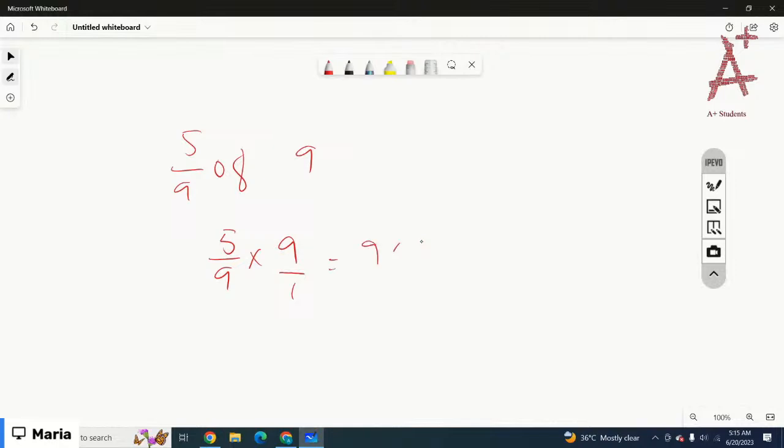So you have to do numerator times numerator and denominator times denominator. You can cancel out 9. You are left with 5 times 1 equals 5. Got it? That means 5 of the houses on Austin Street are gray. Got it? So the correct option is 5.